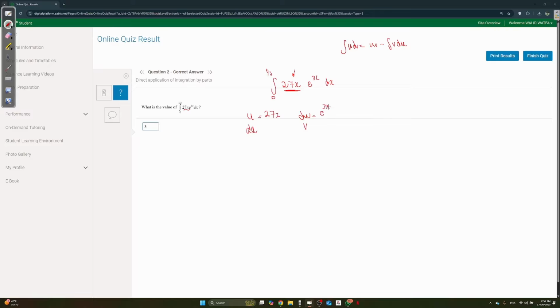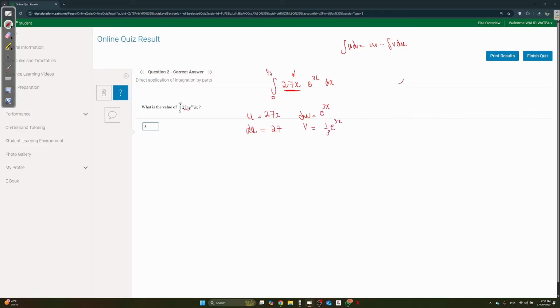The thing with e is that it's both very easy to integrate and derive. But in this case, the easiest thing for me to derive is 27x. Type 27x will become what? 27. Then e to the 3x: what's the integral of e to the 3x? It's 1 over 3 e to the 3x.